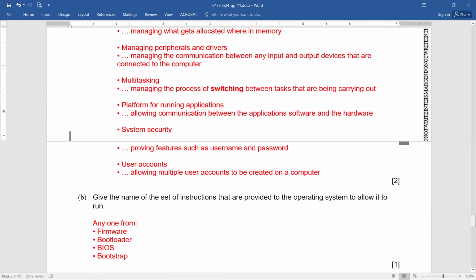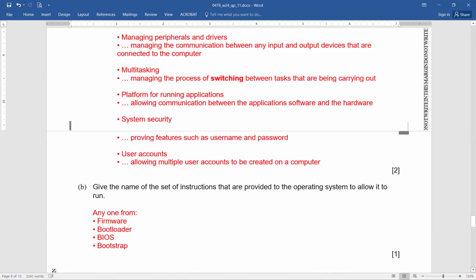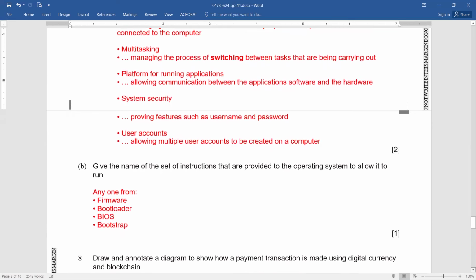Now, give the name of the set of instructions that are provided to the operating system to allow it to run. So what is it? You can say firmware, or bootloader, or BIOS, or bootstrap. These are all terms in your book. We have discussed it. If you have written any of these, you will be able to score 1 out of 1. Easy till now? It's a lot of material that you need to be very cautious about in order to score.